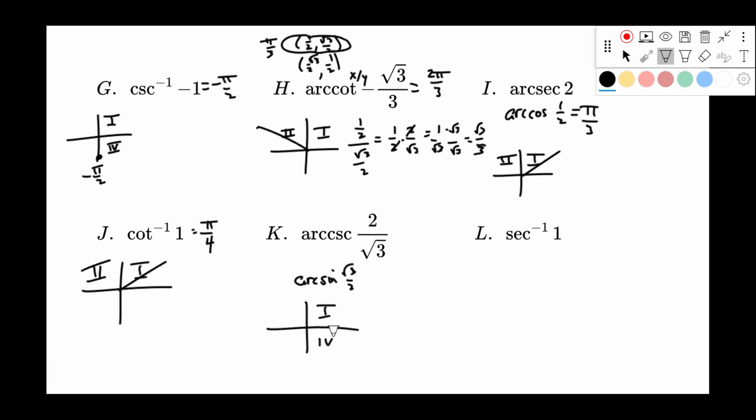Arccosecant of 2 over root 3 is the same as arcsine of root 3 over 2. So that's quadrants 1 and 4 for arcsine. It's positive though. Where's sine root 3 over 2? Pi over 3. There's my answer.